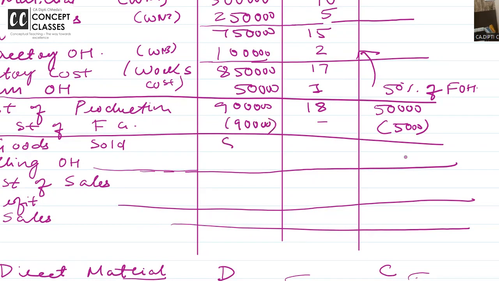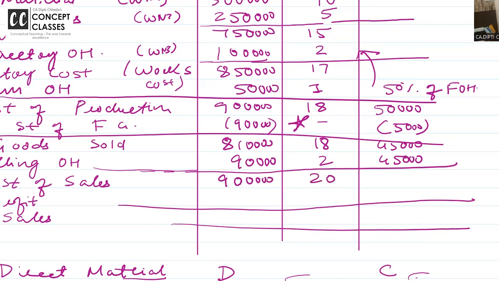Now you can pick up the speed in exam. Here put a star mark. Kisi ko koi doubt hai? Whatever is produced is at 18. Whatever is in stock is at 18. Whatever is sold, 45,000, that is also at 18. And selling overhead is given per unit. I'm reading for all of you. Selling overhead is 2 per unit. 2 for number of units sold, not number of units produced.